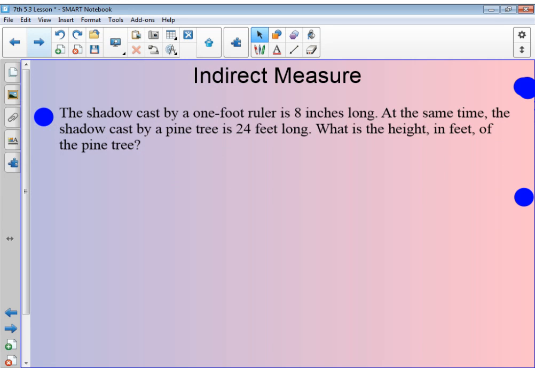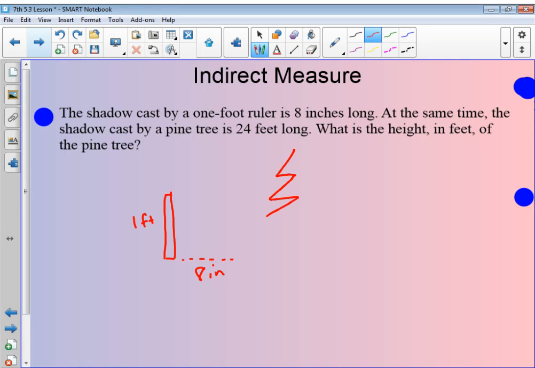So here it says the shadow cast by a 1 foot ruler is 8 inches long. So I have a 1 foot ruler. So here's my ruler. Okay, and it's 1 foot here. And the shadow that it casts is 8 inches. Okay. Then it says the shadow cast by a pine tree is 24 feet long. So here's my pine tree. And the shadow that it cast was 24 feet long. They want to know the height of this.